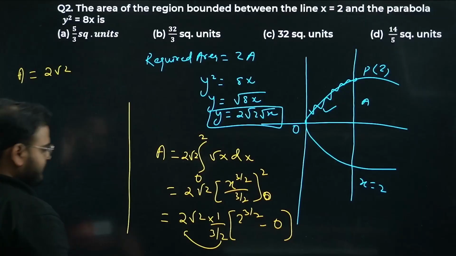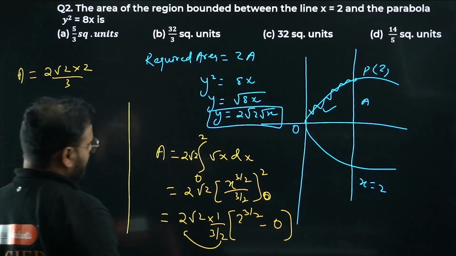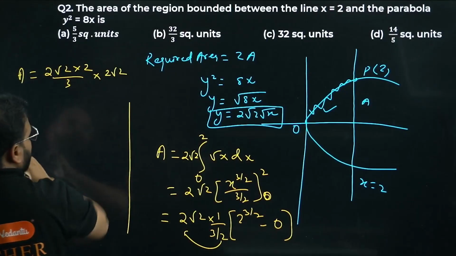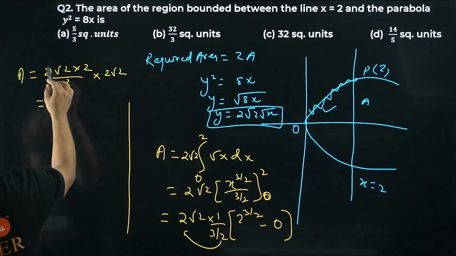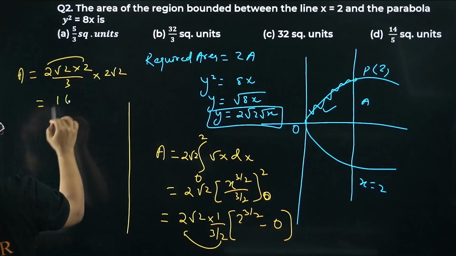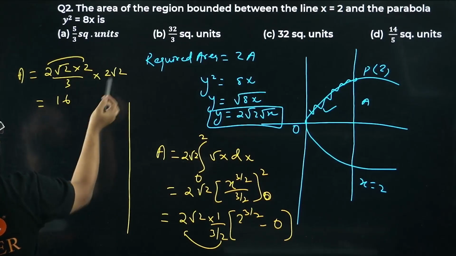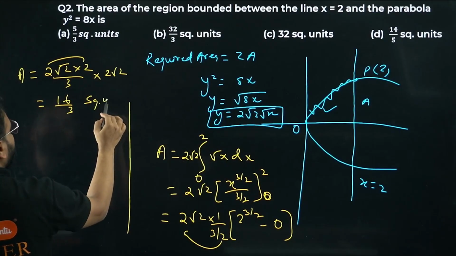So I'll have into 2 by 3, and we'll have 2 root 2 again, correct? 2 power 3 by 2 is 2 root 2 only, right? So what I'm getting now: 2 into 2 is 4, into 2 is 8, into 2 is 16 again. Check this out, 2 into 2 is 4, into 2 is 8, and root 2 into root 2 will be 2 again, so 16 by 3 square units.